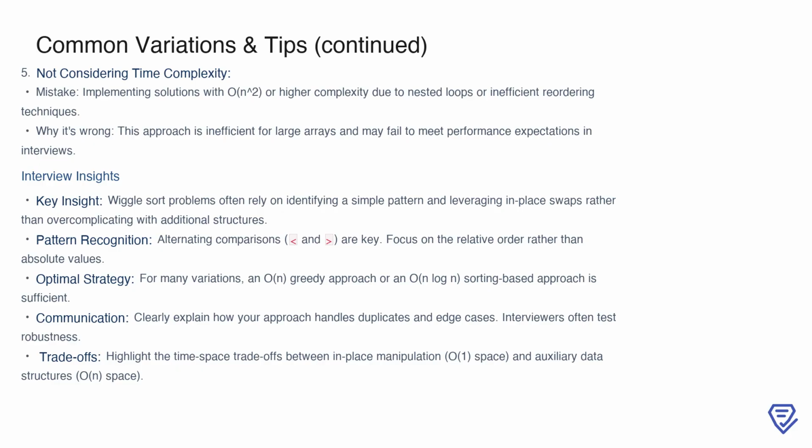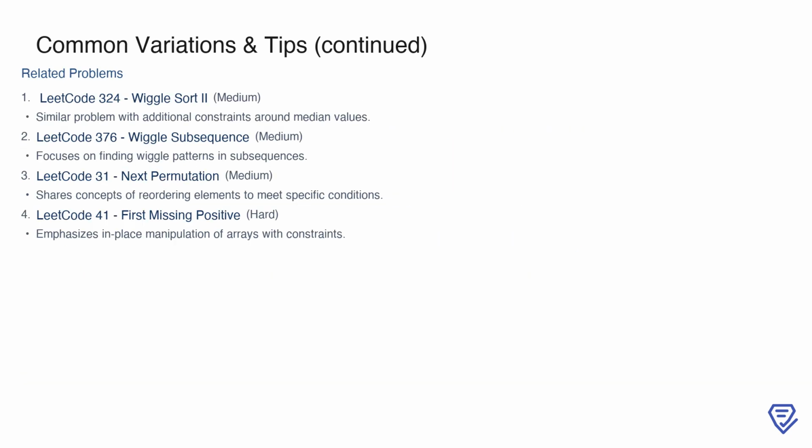For optimal strategies, an O(n) greedy approach or an O(n log n) sorting-based approach typically works well. It's also crucial to communicate clearly how your solution handles duplicates and edge cases, as this is often a point interviewers will probe to assess the robustness of your approach. Remember to discuss the trade-offs between time and space efficiency, choosing between in-place manipulation for O(1) space versus auxiliary data structures for O(n) space.